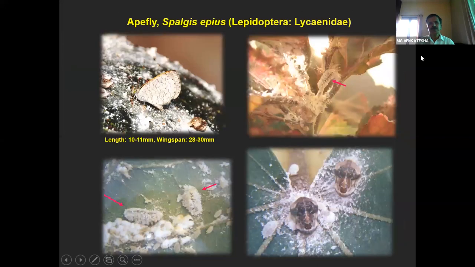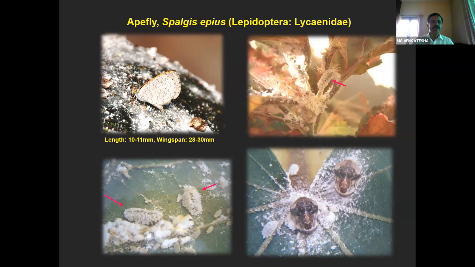Now, I would like to give some very interesting information. I worked on this predator. This is Spalgius epius, Lepidoptera, Lycaenidae. About 99% of butterflies are phytophagous. They feed on plants. Only 1% of butterfly larvae are carnivorous. Even in that 1%, 99% feed on ant broods, so they are not economically important. But one species in India, Spalgius epius, which also occurs in Southeast Asian countries, is a very important predator of any species of mealybugs.